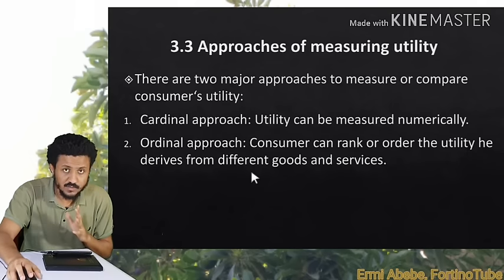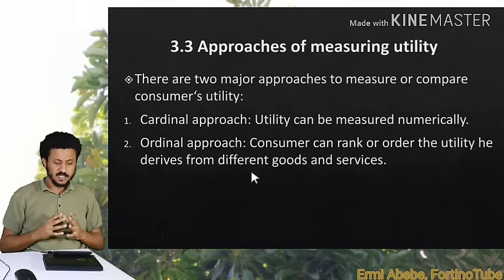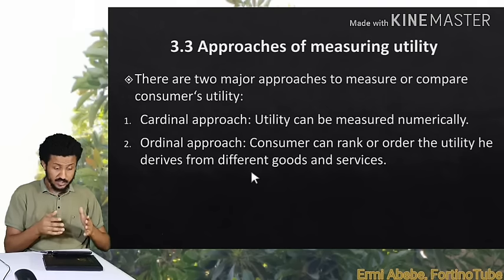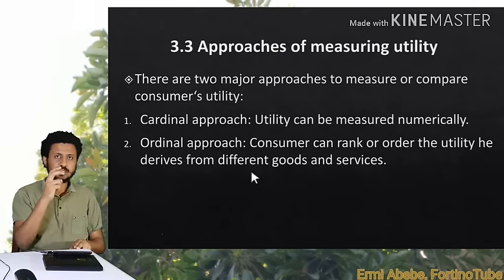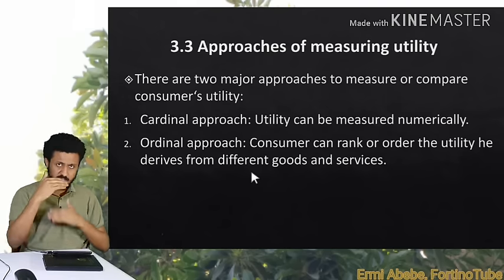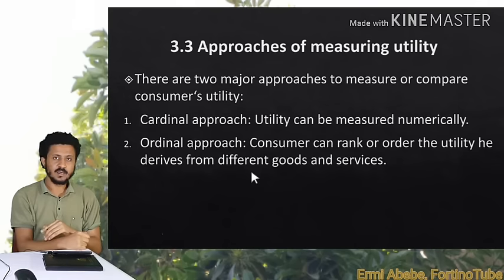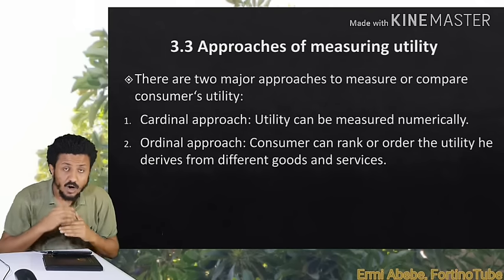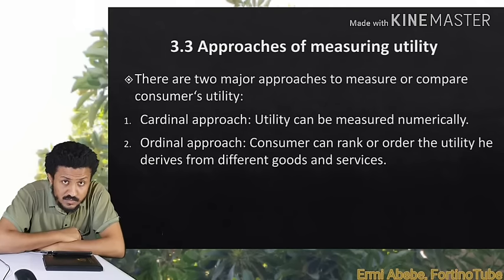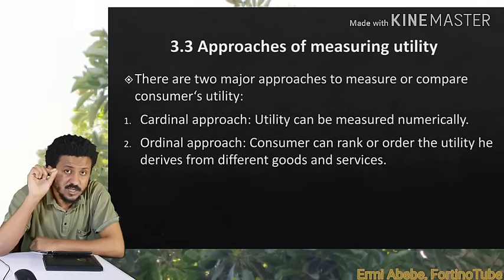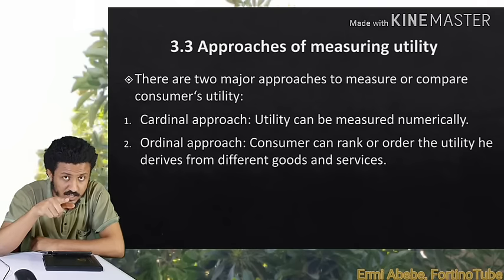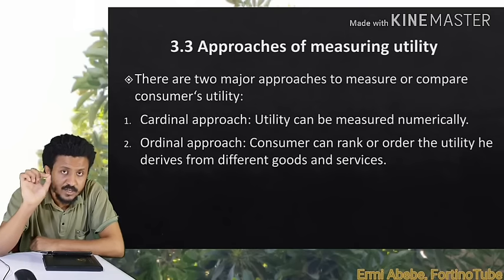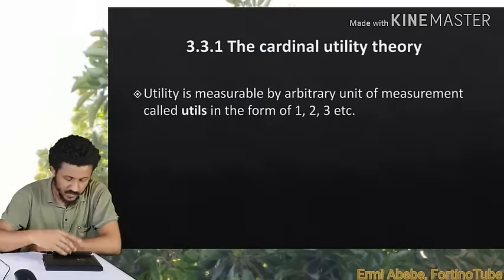meaning that the consumer can rank or order the utility that they get from the consumption of different goods and services. In cardinal, we use numbers following one another, but in the ordinal approach we use orderings like first, second. Numerically attaching a value to our satisfaction is cardinalist. Attaching an order, we are ordinalist. Okay.